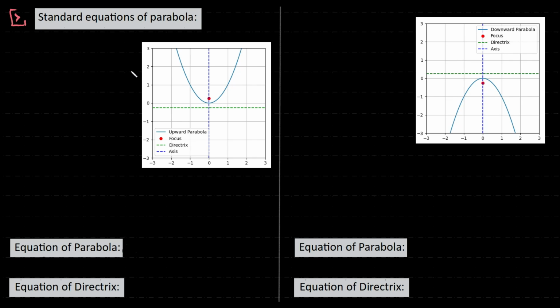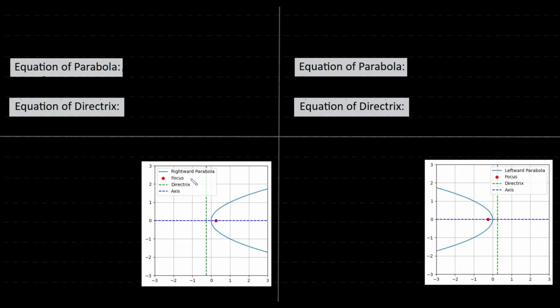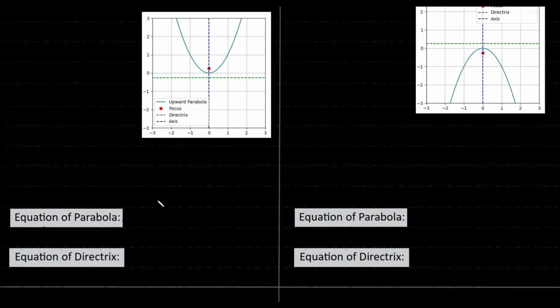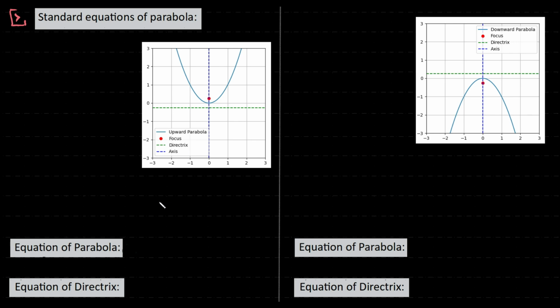There are 4 different versions of parabolas whose equations we need to remember. Starting off with upward parabola, downward parabola, rightward and the leftward. That's how we'll remember and call them. Now, many people get confused, so I have a few things that will help us recall this easily.